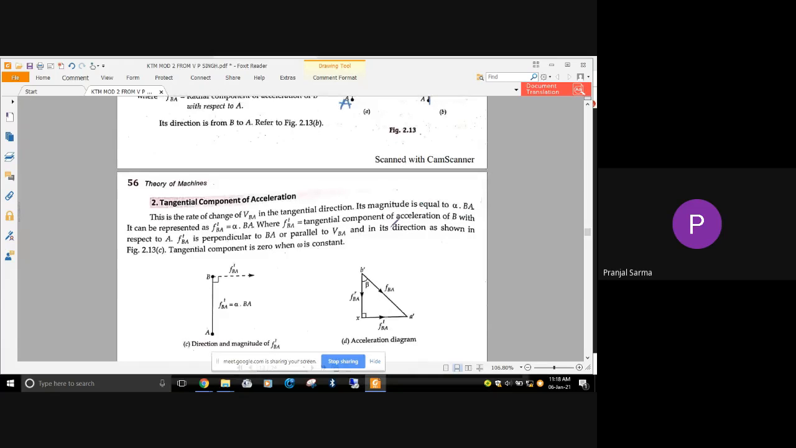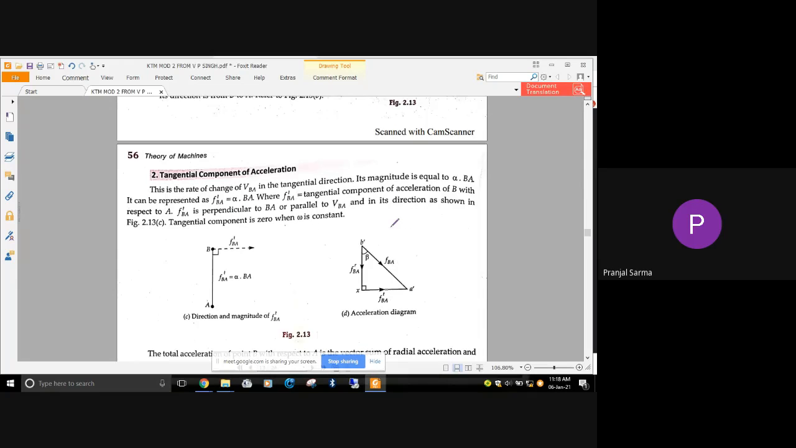Next, we have another component, known as the tangential component of acceleration. This tangential component is parallel to the velocity of the particle at that given instant. Once again we use f, with superscript t for tangential, and BA means the tangential acceleration component of B with respect to A. Its magnitude is given by alpha into the length. The direction is parallel to the velocity, or perpendicular to the link. This is the tangential component. Understood both the components?